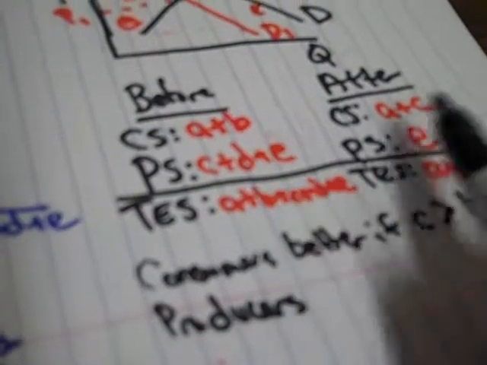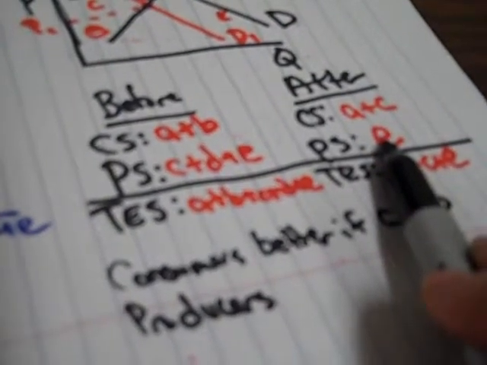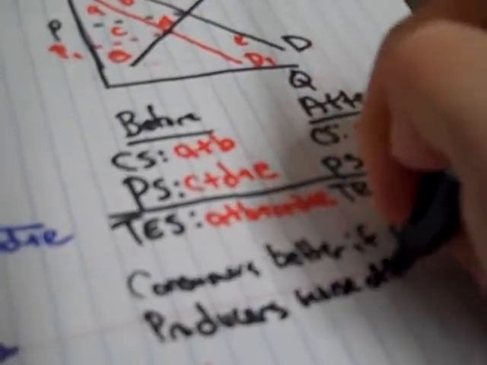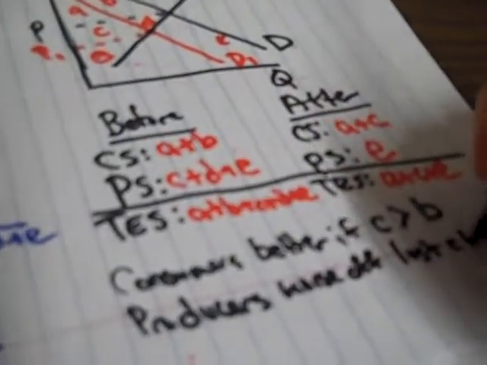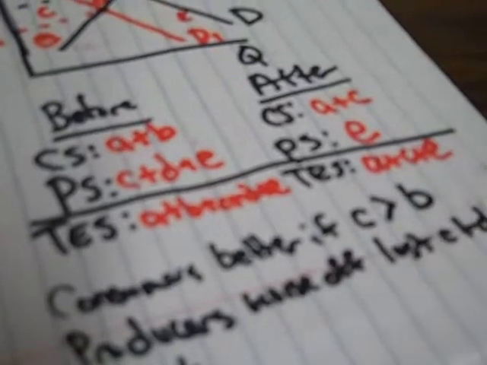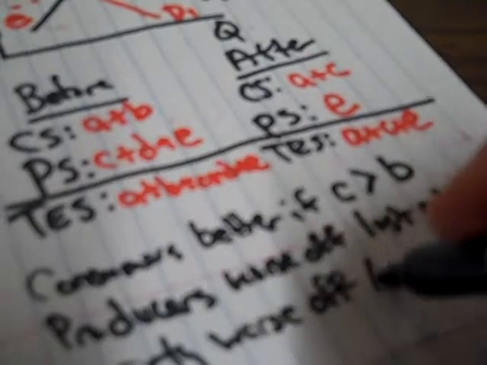Producers, we originally had C, D, and E. And then after, we ended up only with E, so we lost C and D, so producers are worse off. They lost C plus D. And then society as a whole, we originally had A, B, C, D, and E. And then we only ended up with A, C, and E, so we're worse off. And we lost B and D.